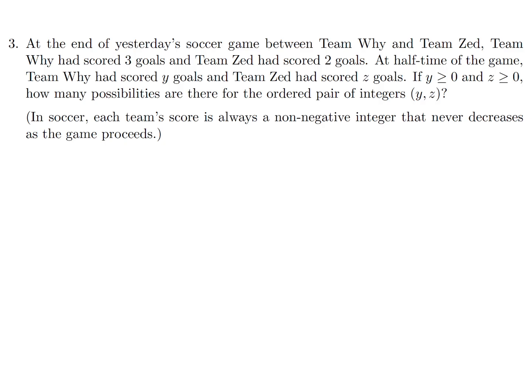At the end of yesterday's soccer game between Team Y and Team Z, Team Y had scored 3 goals, Team Z scored 2 goals. At halftime of the game, Team Y had scored Y goals, and Team Z had scored Z goals. Y greater than or equal to 0, Z greater than or equal to 0. How many possibilities are there for the ordered pair of integers Y and Z?